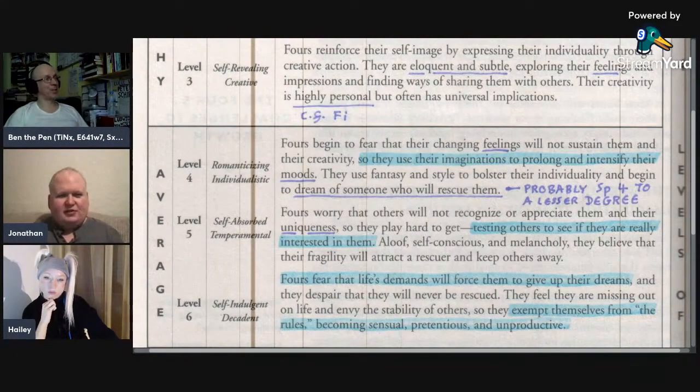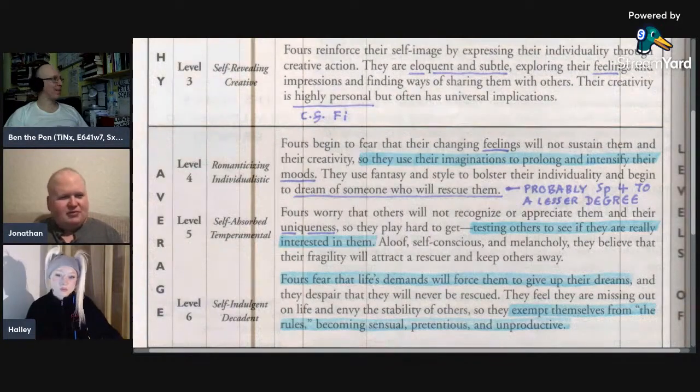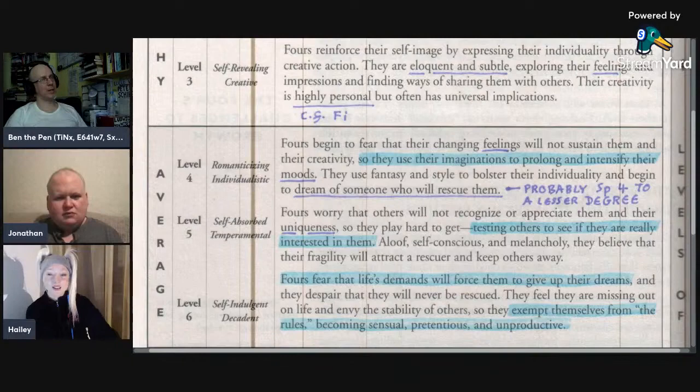Anyway, Hailey, do you have any thoughts based on what you're reading and so on? Yes. I relate to some of it, and some of it I don't. Like this line: they use fantasy and style to bolster their individuality and begin to dream of someone who will rescue them. See, when I daydream, it's of being the rescuer, right? That doesn't relate. I don't relate to that at all.